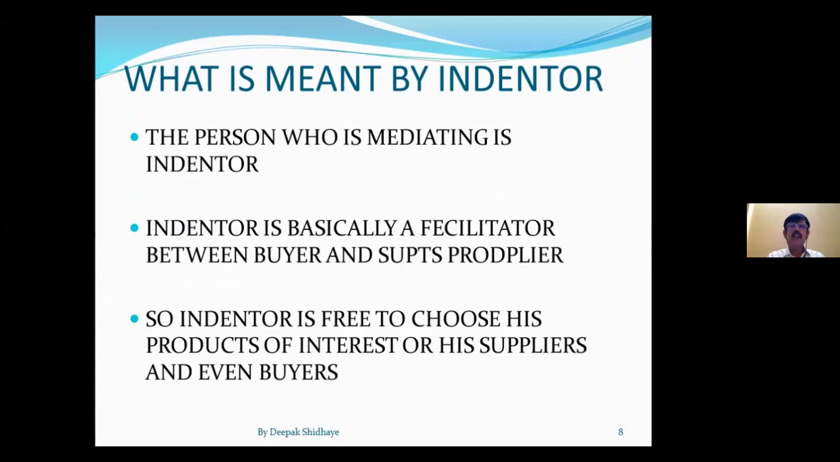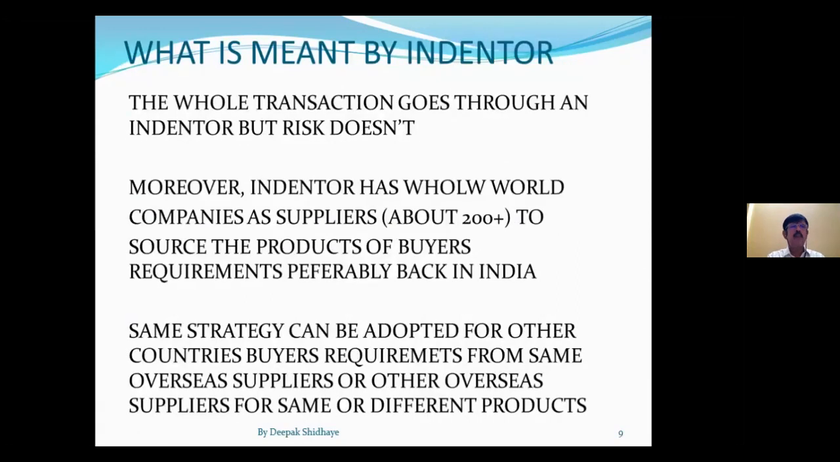The indenter is free to choose his product of interest, or his suppliers, or even buyers. That freedom is with us: we choose our product, we go to the supplier accordingly, and we come back and sell. The whole transaction goes through an indenter. So the indenter does the matchmaking, but the risk doesn't go through the indenter.